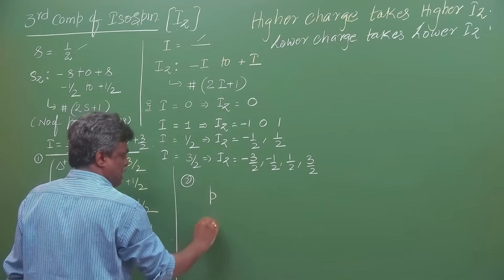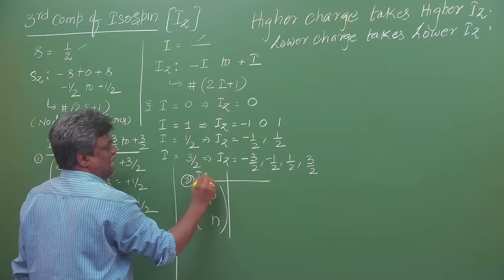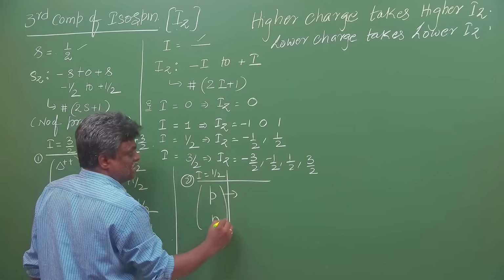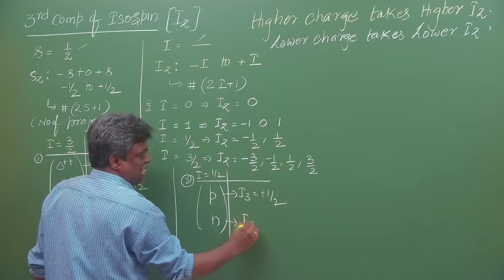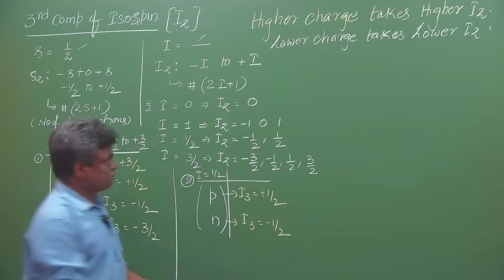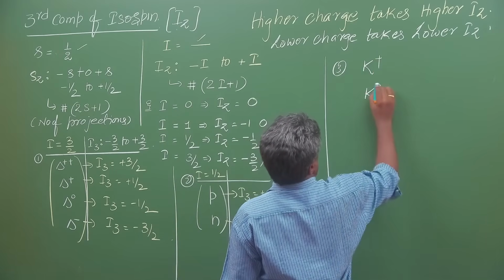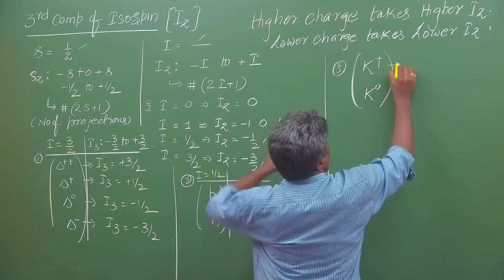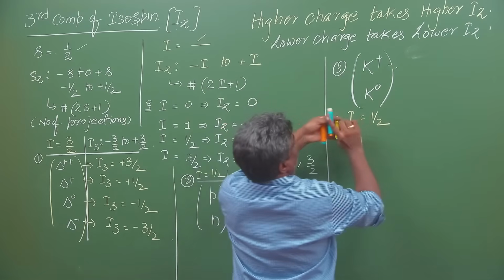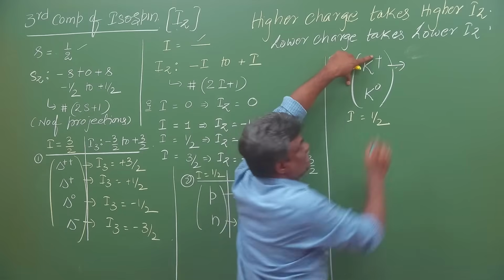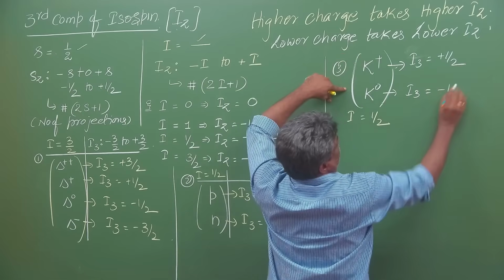Second one, I am taking proton neutron. How many are there? That's why I is equal to, which is the higher charge? That's why I3 equal to, wait. Next I am taking K plus K naught. Could you please tell me what is the I for this? What is the I for this? That's why, which is the higher charge? That's why I3 equal to, next.